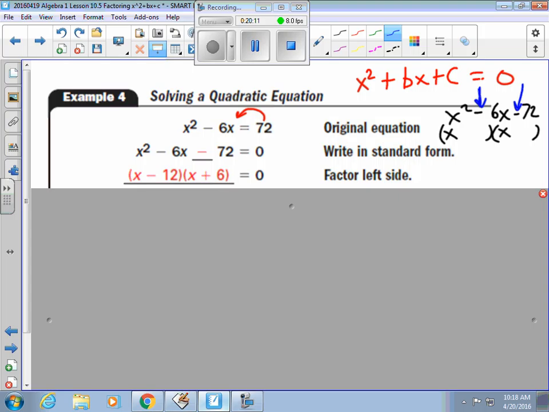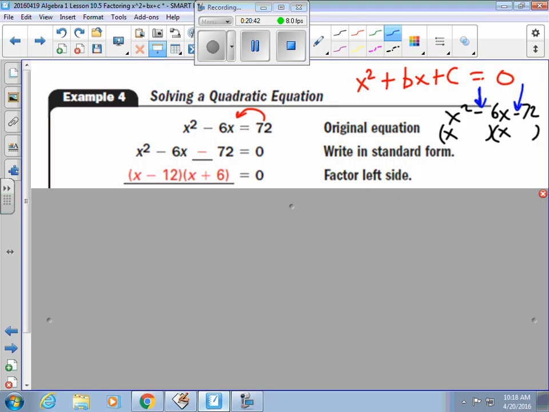Now what we're saying is it's an equation. Look at what it says up here. It says x minus 12 times x plus 6 is equal to 0. We all know how to get something equal to 0 by multiplying. In order to get something equal to 0, you have to multiply it by what? 0. Therefore, one of these parentheses has got to be equal to 0. One of them or both of them.